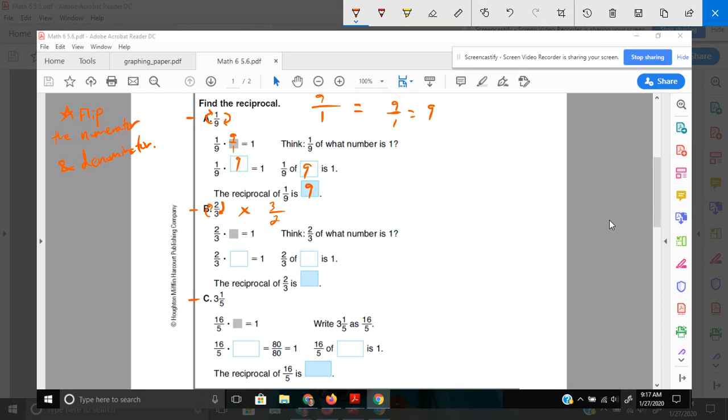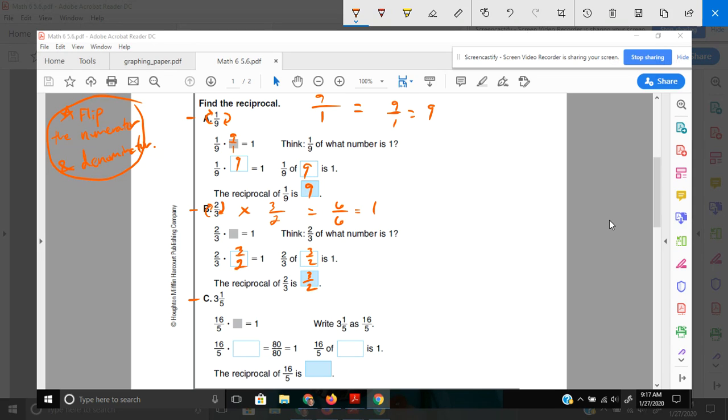2 times 3, top times top, would give us 6, over 3 times 2 would give us 6, and 6 divided by 6 is 1. Perfect. So this would be 3/2. 2/3 of 3/2 is 1. Again, it would be 6 over 6, which is 1. Again, the easiest part to me is just, I think about it this way. Flip the numerator and the denominator to find your reciprocal.